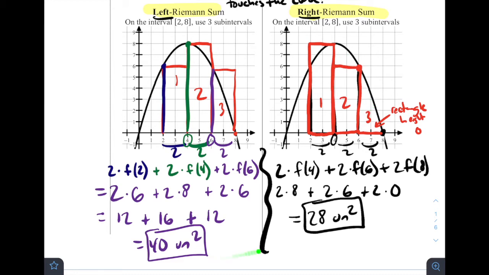And so really to me, this just tells me that the area is somewhere between these 2 values. It's got to be between 28 and 40. I don't know, is it closer to one? Is it exactly in the middle? I'm not sure, but it's going to be somewhere between these 2 values.